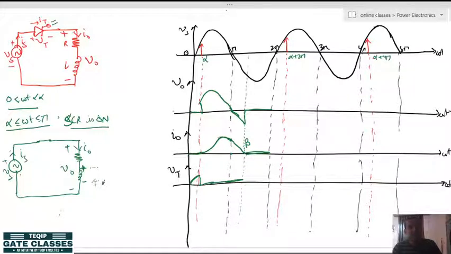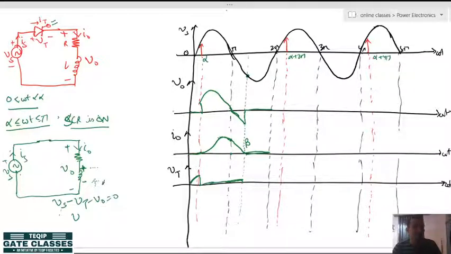And what is the thyristor voltage at this point? At beta, the reverse voltage across the thyristor has already reached up to this point, so this voltage will trace across the thyristor. We can write the circuit equation: Vs minus Vt minus V naught equal to 0. This is the generalized equation.